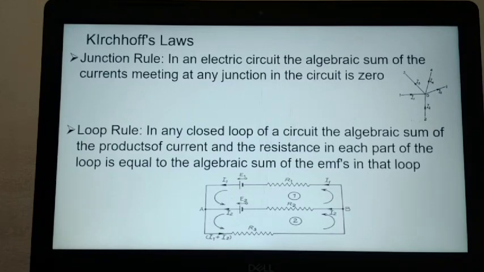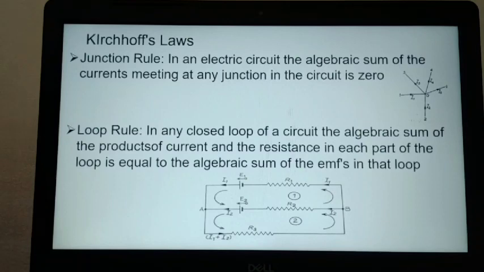So according to the loop rule, you can say I2 R2 plus R3 into I1 plus I2, that is the algebraic sum of the products of resistance and current in that second loop, I2 R2 plus I1 plus I2 into R3, is equal to E2. That is, the algebraic sum of all the products of resistance and current in the circuit is equal to the total EMF in that circuit.